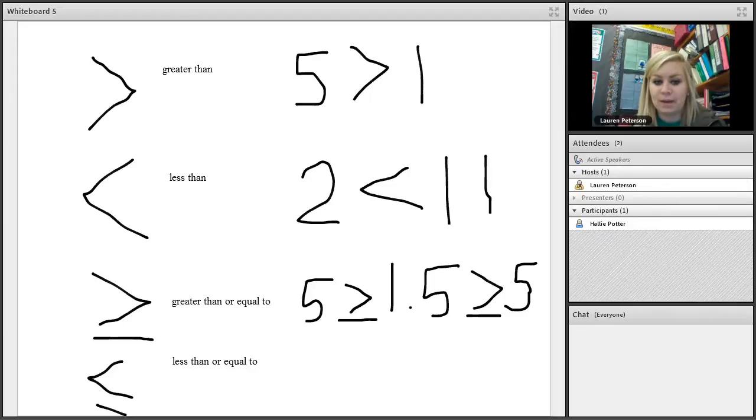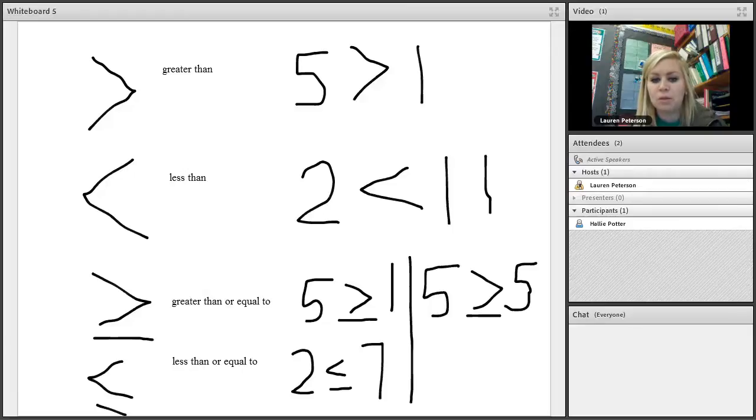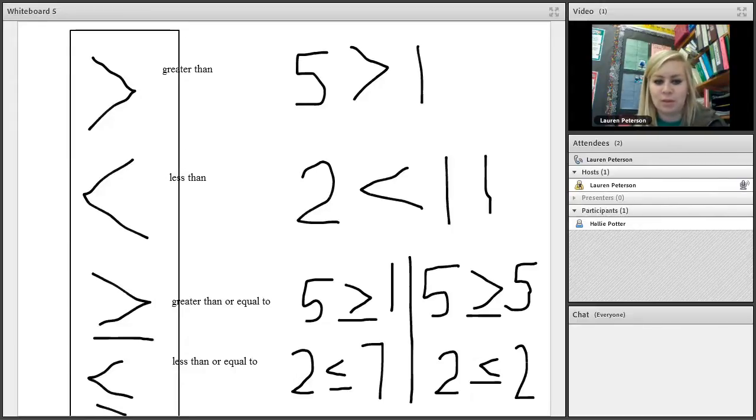And then finally, let's draw a line here so you can see the difference. Less than or equal to, I could do 2 is less than or equal to 7, let's say. Or, oops, I forgot my line. 2 is less than or equal to 2. Okay, a lot of this should be review learning, but I know for break we tend to forget some of the things that we've learned throughout the year.